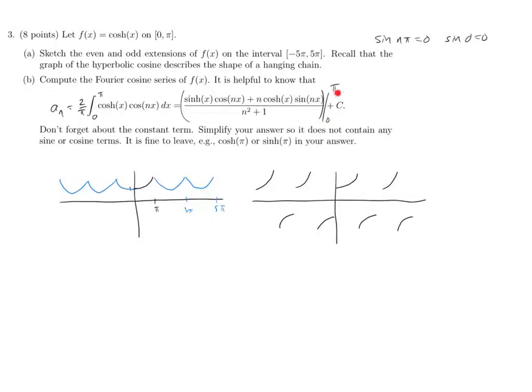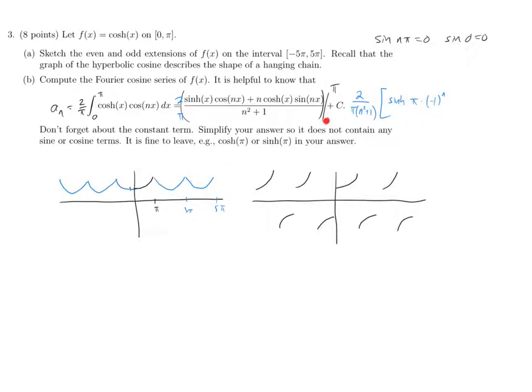So when you plug these in, you plug pi into here. I forgot to say this is 2 over pi because I put the 2 over pi there. So we are going to get 2, let me pull out everything, so 2 over pi (n squared plus 1). So I'm going to plug pi into here, and I get sinh of pi times cosine of n pi, which is (-1) to the n. And now when I plug pi into here, I'm going to get 0 because sine of n pi equals 0, so I can ignore that.